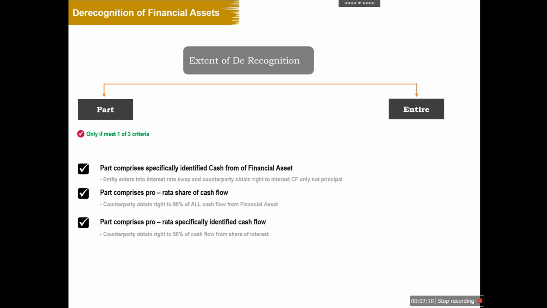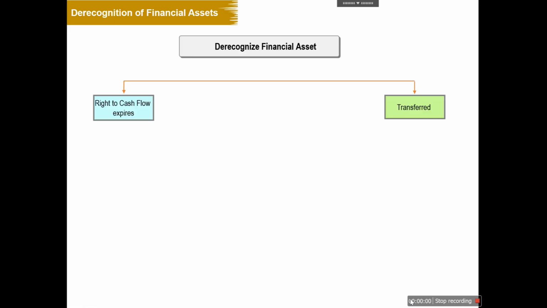So, when we are checking the derecognition criteria and any of the three conditions is satisfied, in that case derecognition will be applicable on the partial financial asset or group of partial financial assets. In all other cases, it has to be entire derecognition of the financial asset or group of financial assets. We are evaluating a financial asset or group of similar financial assets for the purpose of derecognition.